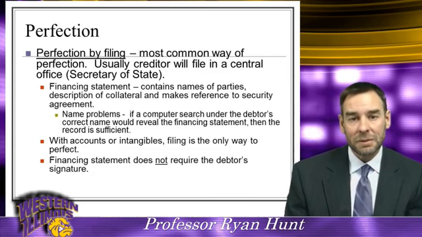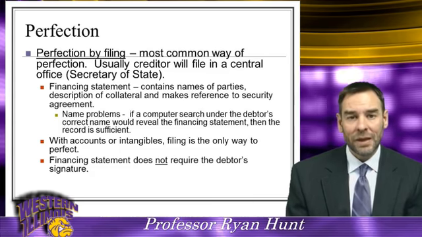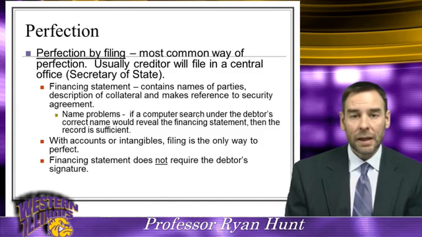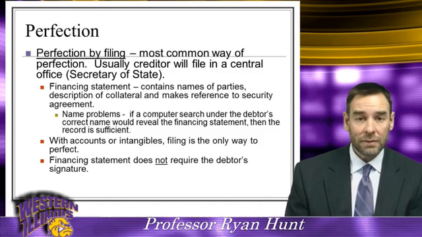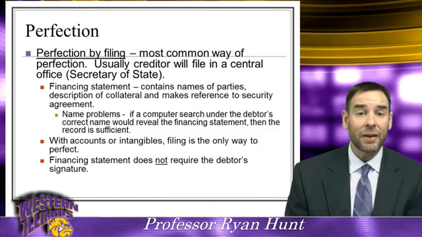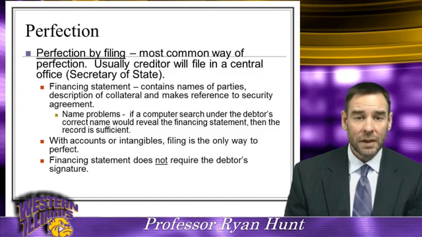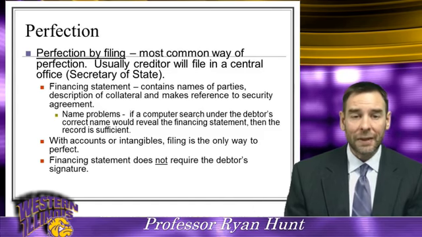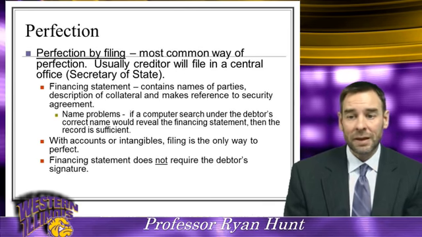Okay, so then Bob Smith goes out to a second bank and wants to borrow more money. The second bank says, well, wait a minute, we want to take your inventory as collateral, but let's go check the central filing records to see if there's anybody else out there that might be ahead of us in priority. So they check the records, and they check under the proper name, Happy Day Incorporated, and they find nothing.